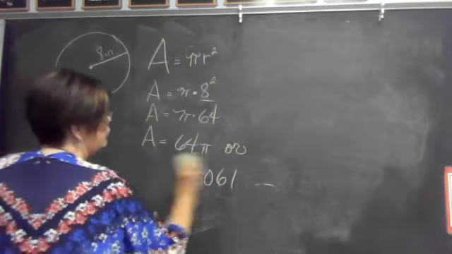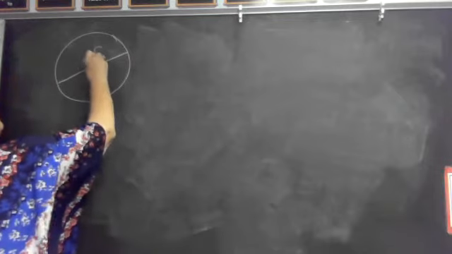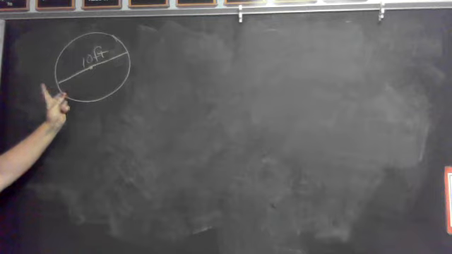All right, we're going to practice on one more, and then we're going to call it good for today. Here's a circle, and the diameter will be 10 feet. Notice that the line through the center goes all the way. So this is not a radius anymore, it's a diameter.